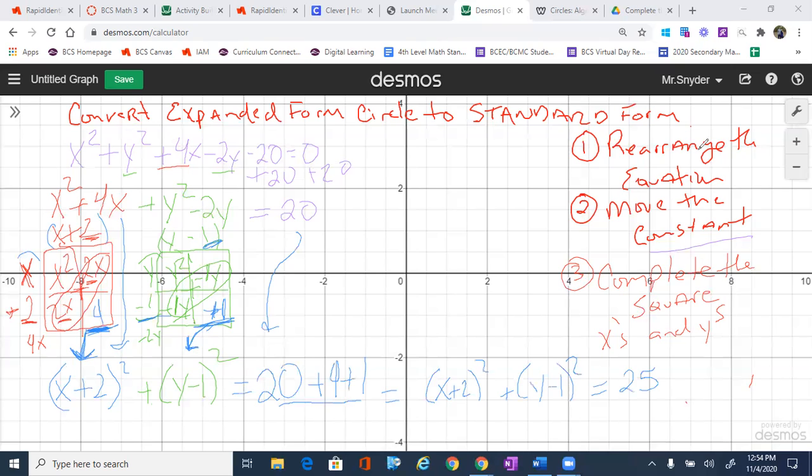Now, what is the center and what is the radius? The center is just simply the opposite of the 2 and the opposite of negative 1, which is negative 2, 1. And the radius is the square root of 25, which we know is going to be positive 5.